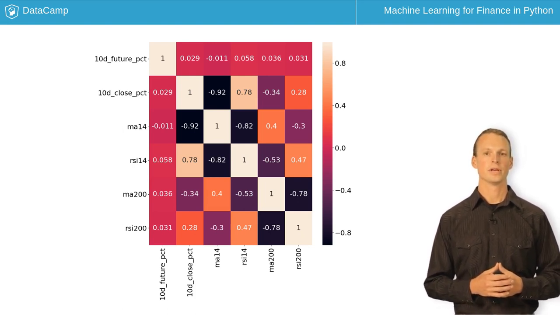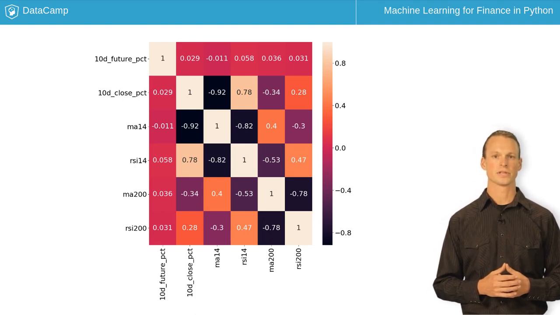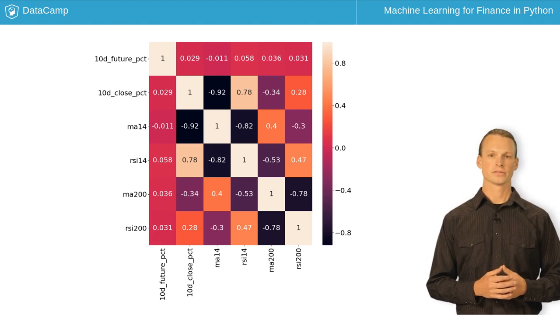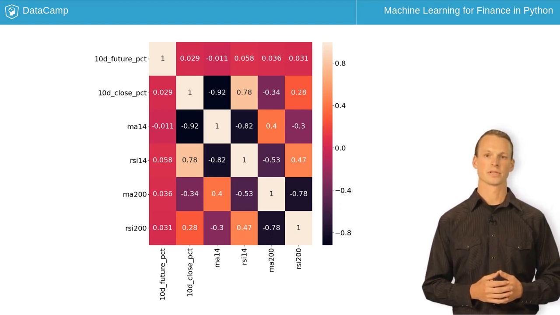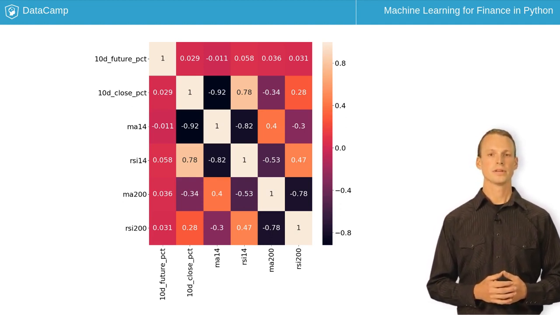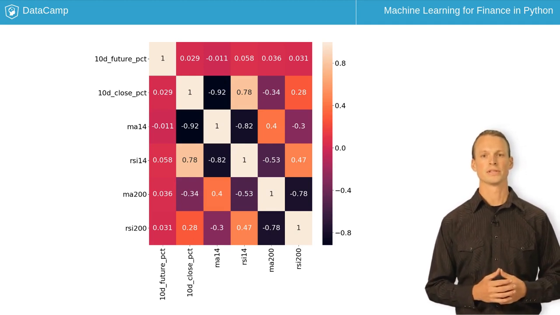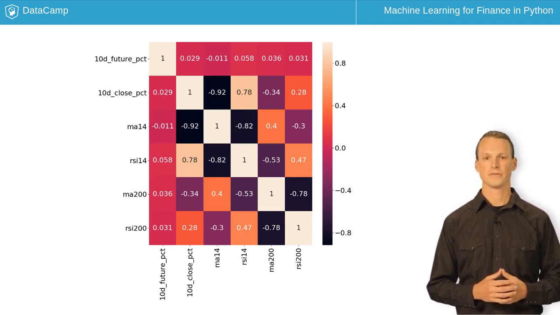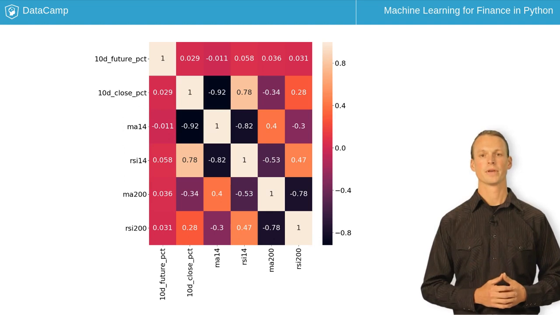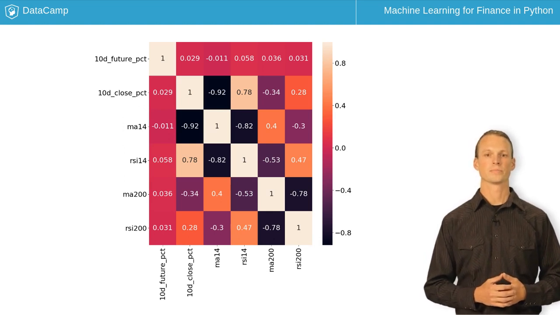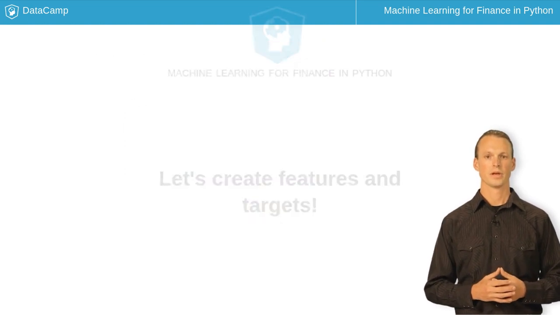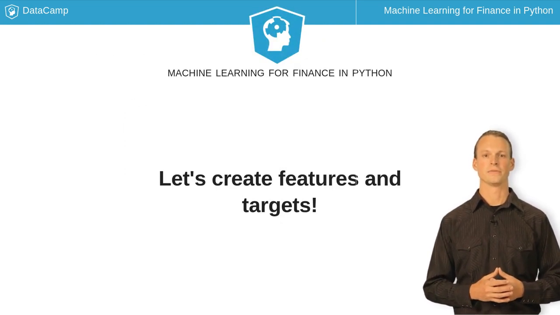For example, the RSI and 10-day future price percent change intersect in the bottom left corner. These variables have little to no correlation since the value is close to 0. Usually a value of 0.2 or greater means there is some linear correlation present. The diagonal line with all ones shows the correlation of each variable with itself, which is 1. This means each variable is perfectly linearly correlated with itself as we expect. Okay, I think you're ready to create your own features and targets.